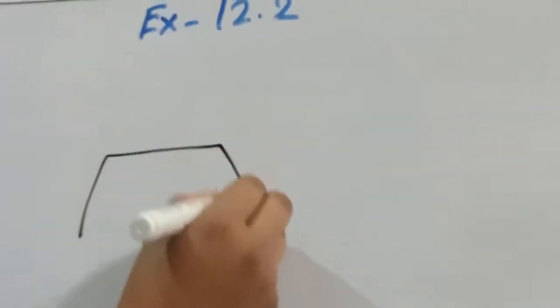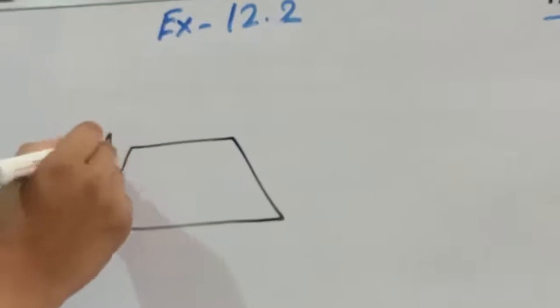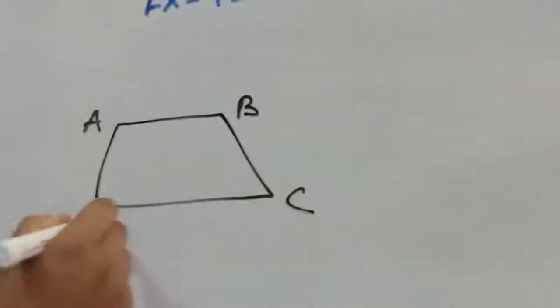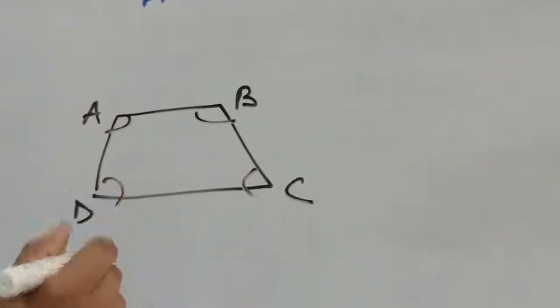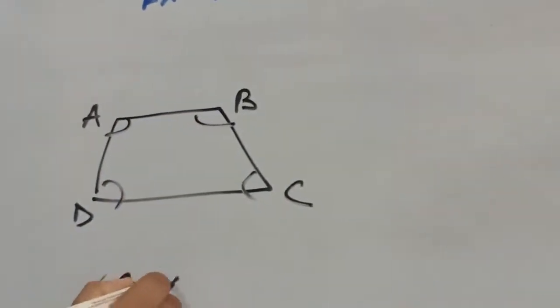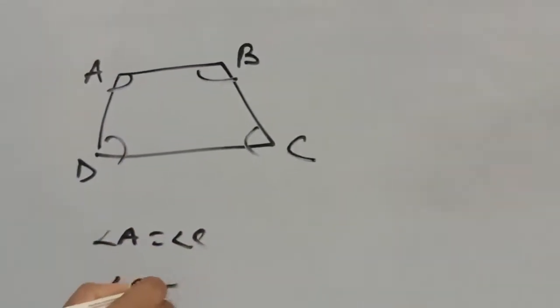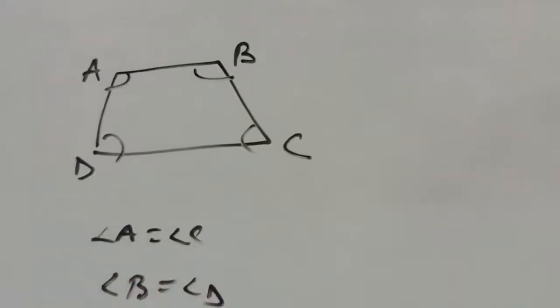Suppose this is a quadrilateral A, B, C, D. What is the opposite angle? A and C are the opposite angles. B and D are the opposite angles. Angle A is equals to angle C. Angle B is equals to angle D. This will be according to the question.